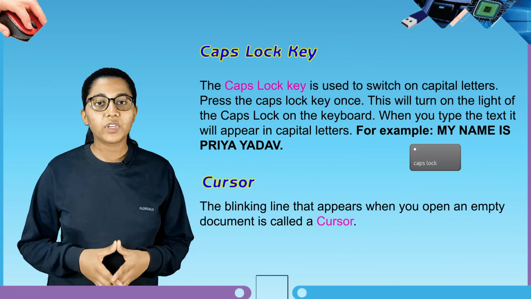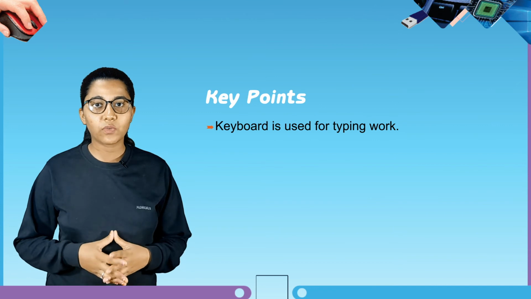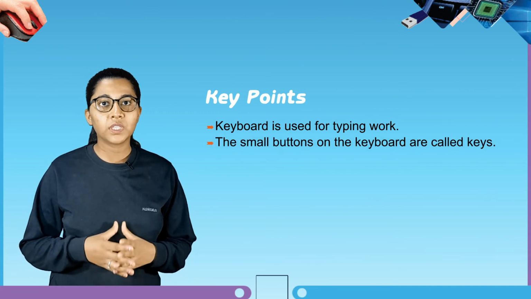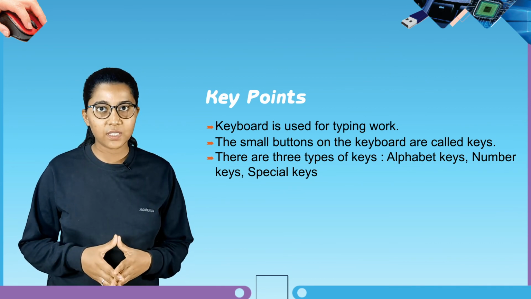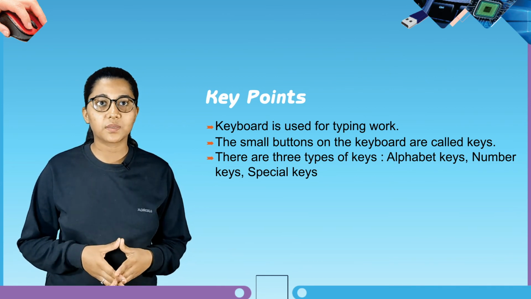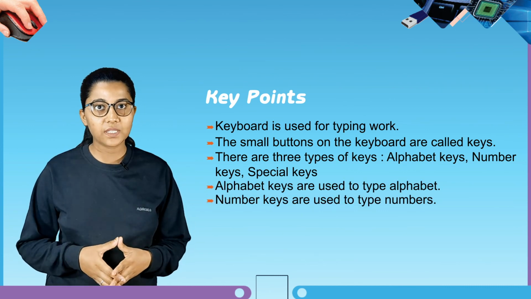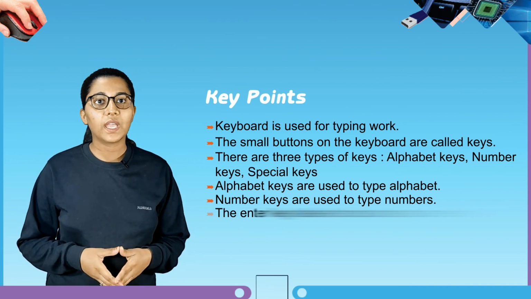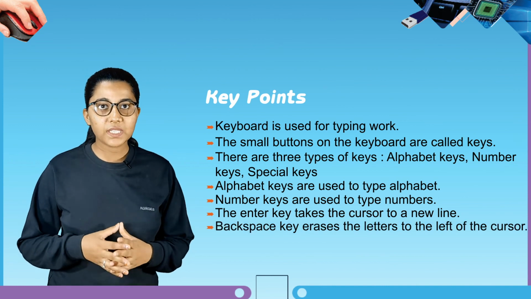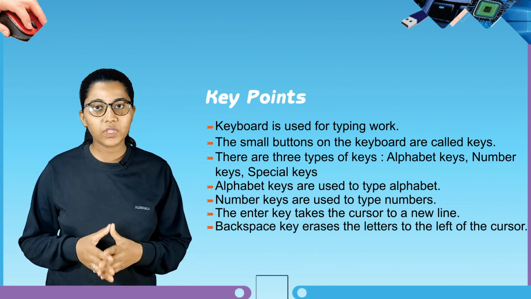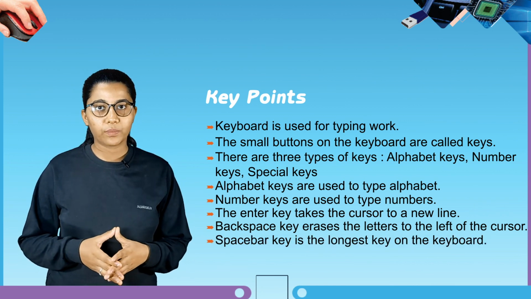So students, what we have learned in this chapter, let's have a look at key points. Keyboard is used for typing work. The small buttons on the keyboard are called keys. There are three types of keys: alphabet keys, number keys and special keys. Alphabet keys are used to type alphabets. Number keys are used to type numbers, and the enter key takes the cursor to a new line. Backspace key erases the letter to the left of the cursor. Spacebar key is the longest key on the keyboard.